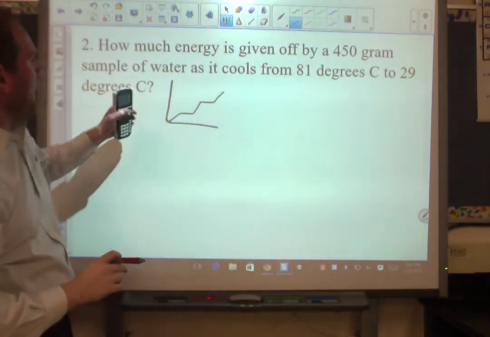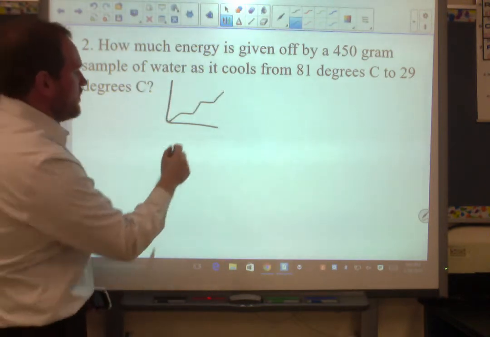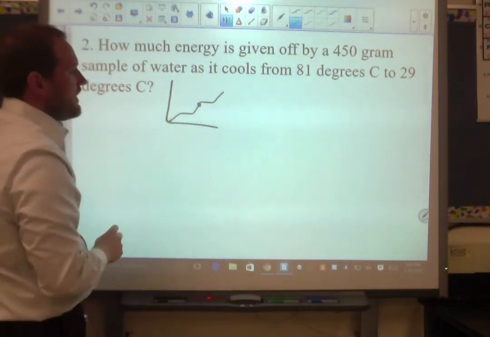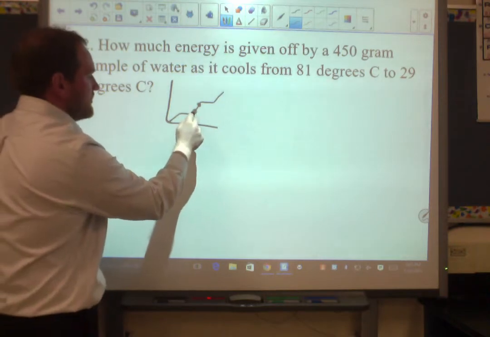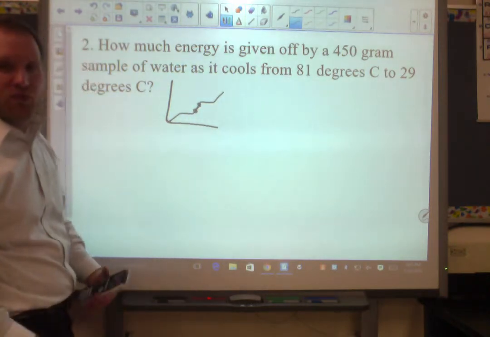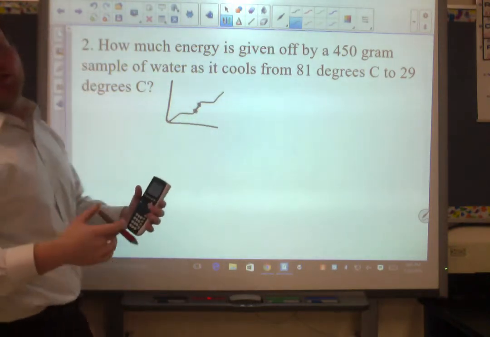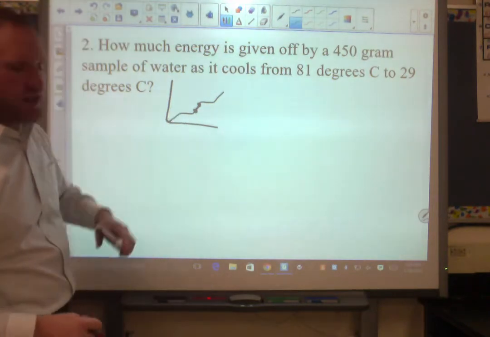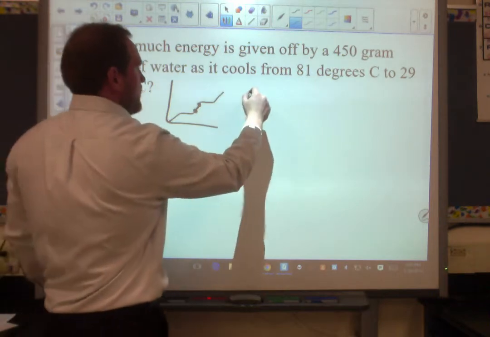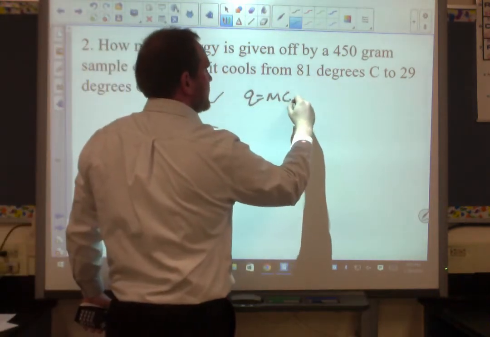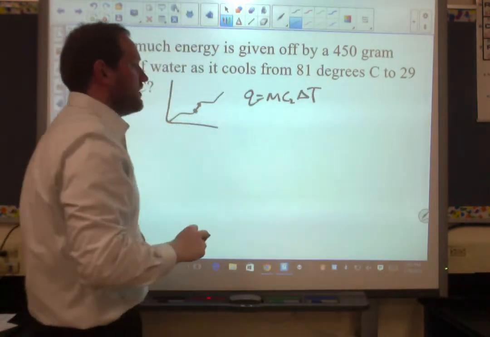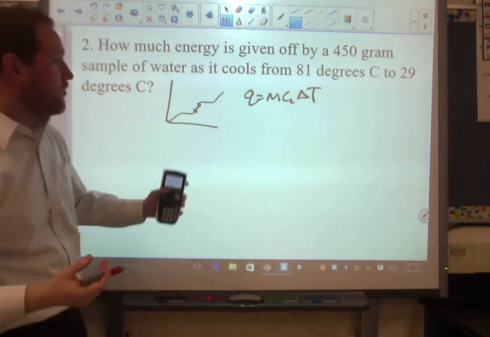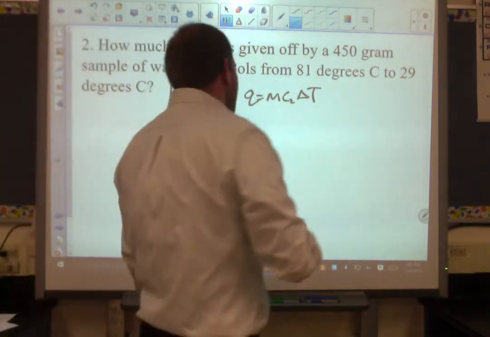So we're starting at 81 degree water. That's liquid. We're ending at 29 degree water. Still liquid. So nice and easy, a 1-step process. All that's happening is it's cooling down. It's not freezing. It's not boiling or anything like that. So according to your heat formulas worksheet, Q equals mc2 delta T. That's the equation for region C.